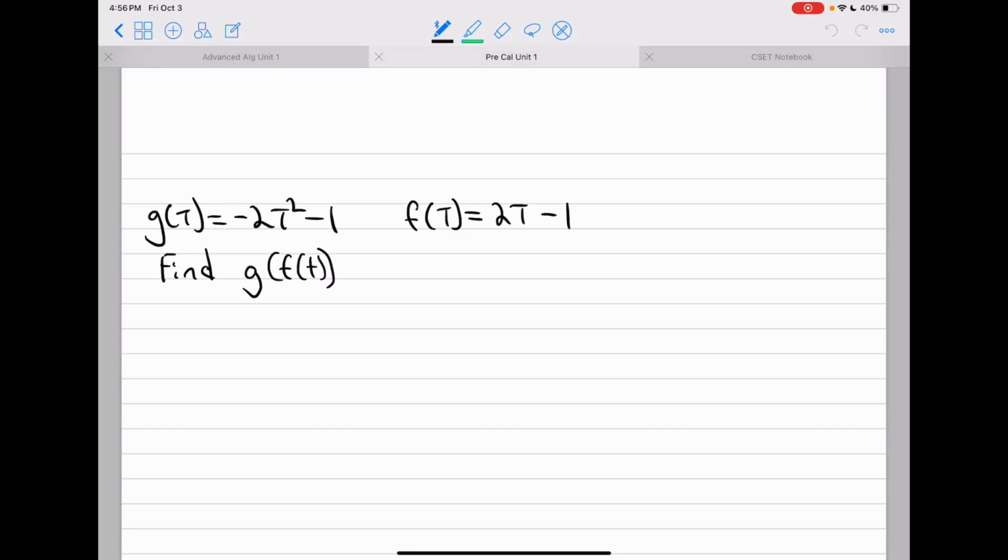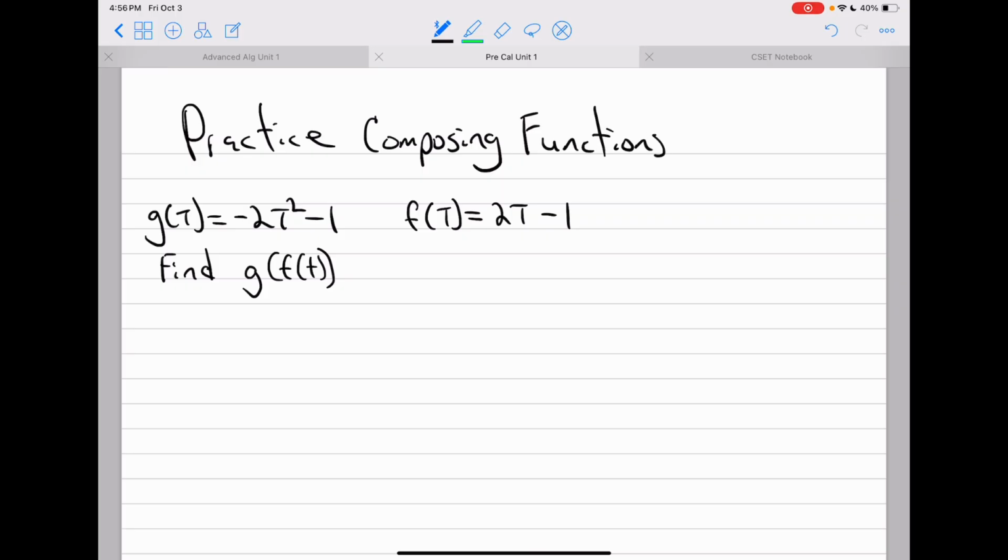All right, y'all. Let's do a couple of these practice problems. So, this is going to be practice of composing functions. Please pay special attention to the notation. Make sure everything you're doing is lined up and labeled, all right? So, let's do the first one together so you don't have to try to do this on your own.